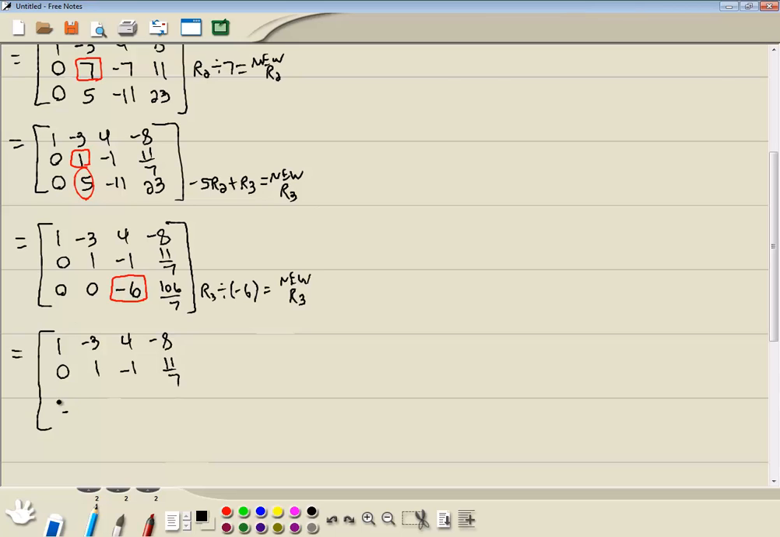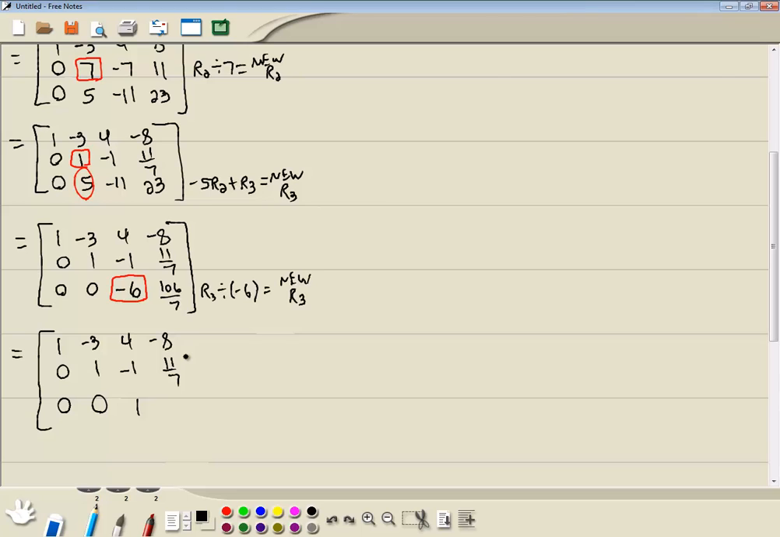0 divided by -6 is 0. 0 divided by -6 is 0. -6 divided by -6 is 1. 106 over 7 divided by -6. You won't always put parentheses around a fraction when you plug it in your calculator. Sometimes it's necessary, sometimes it isn't. It's always a good idea when you're doing division involving fractions to put parentheses around the fraction. So I got parentheses around 106 over 7 divided by -6.